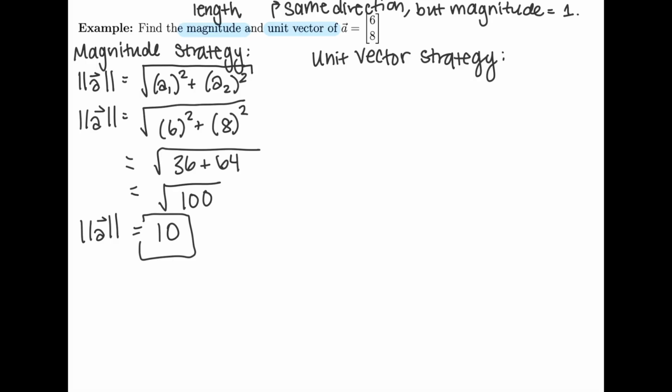Our unit vector strategy is going to be our vector A divided by its own magnitude. So if the original magnitude of A is 10, we're going to go ahead and divide our vector by 10, so we get a length of exactly 1. So we're going to go ahead, take our component form vector, divide it by 10, which is the same as multiplying it by 1/10. I know, a little mistake here, I made that into a fraction, did not mean to.